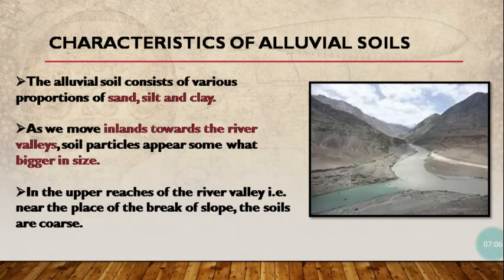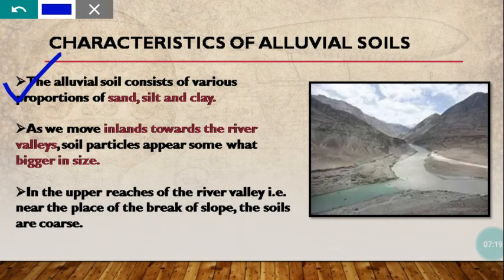So here also you can see how just beside the river bank area the alluvial soil has formed. Now let us see the characteristics. Number 1, the alluvial soil consists of various proportions of sand, silt and clay. So these three materials are present in alluvial soil.